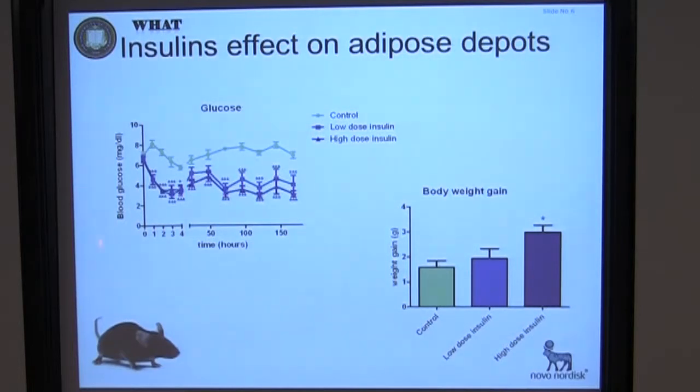And then we started treating them with insulin, as shown with the blue curves. We saw that the glucose levels went down, which is where we can see that the insulin is actually working. We also saw that the animals gained weight. They gained significant weight with the high dose of insulin, but we did not find that they actually ate more.